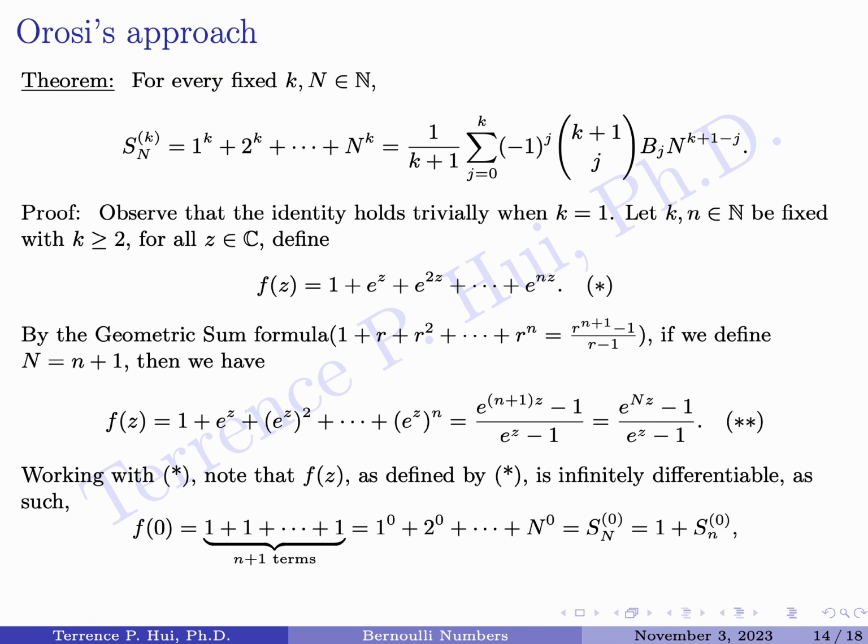Remember, the Faulhaber problem is to find a general formula for S of n k. Orosi wrote a paper. I show you the reference, so feel free to go back to the beginning of the video and take a look at that. He gave a very elegant proof of a general formula.